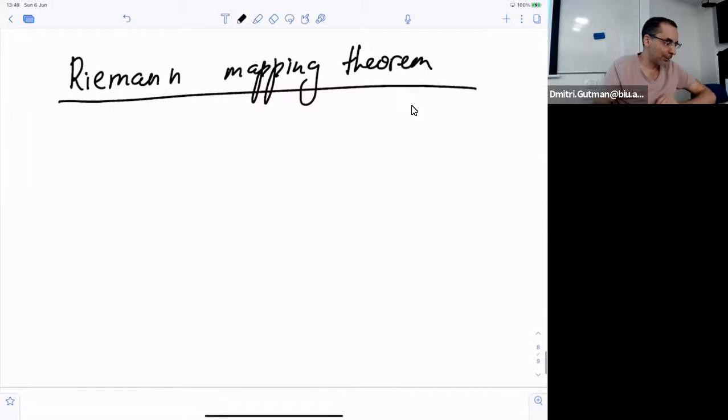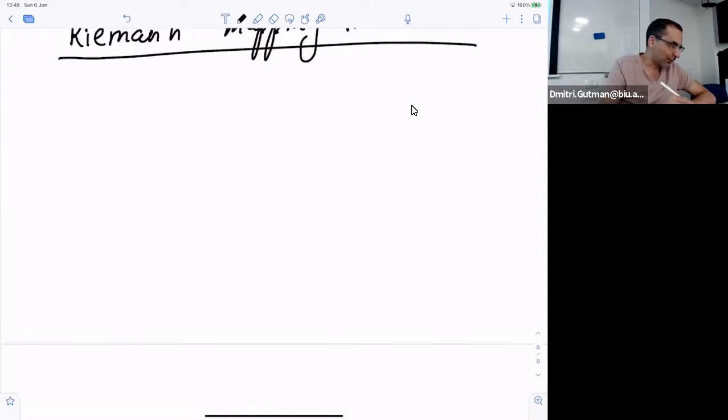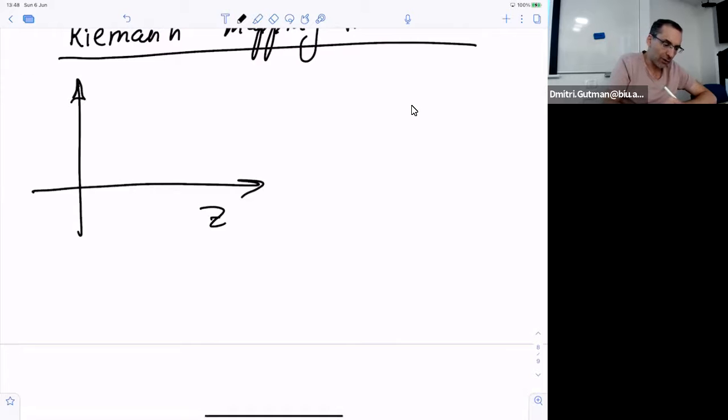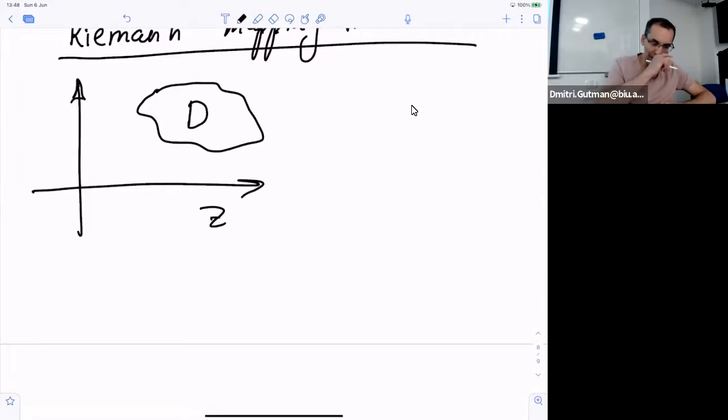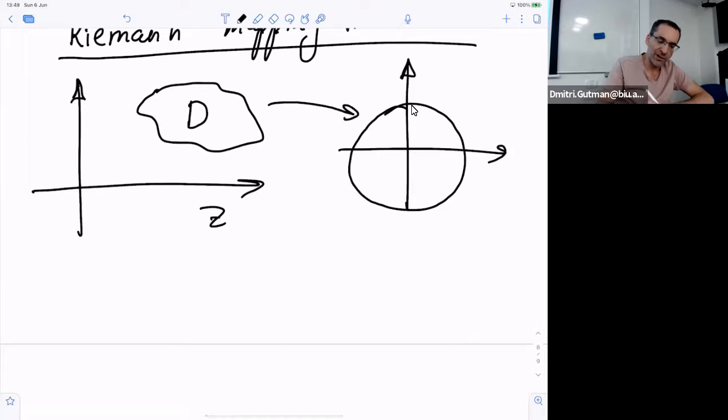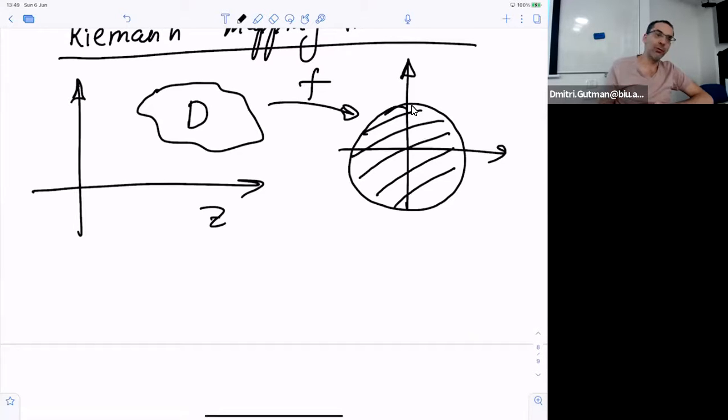So what Riemann mapping theorem says, and I'll formulate it in a formal way. Imagine you have a complex plane Z, and on the complex plane you have a simply connected domain D of any shape. That can be any simply connected domain, with the only exception that it's not the entire plane. So it's any domain which is not the entire complex plane. And then the statement is that this domain can be mapped onto a unit disk. So there exists a conformal transformation F such that any domain D can be mapped onto the interior of the unit circle, or in other words, onto the unit disk.